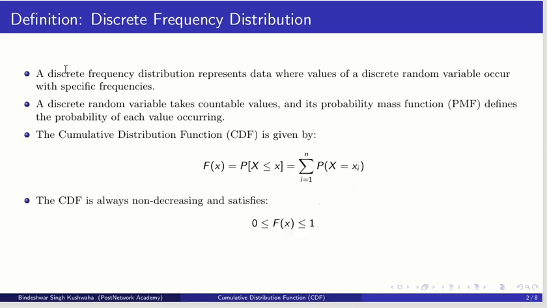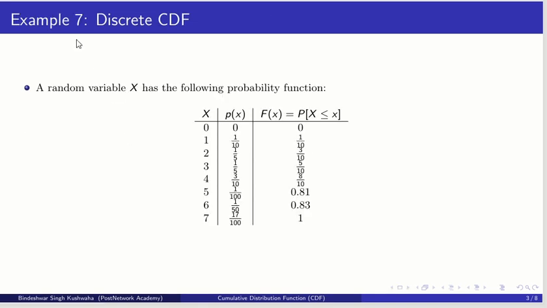Now, what is the property of a distribution function? It is non-decreasing and it lies between 0 and 1. And of course, we will use capital F(x) for the cumulative distribution function. This notation we will use. Now let us see an example.